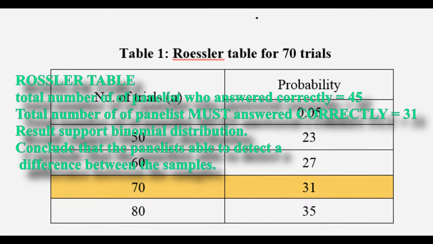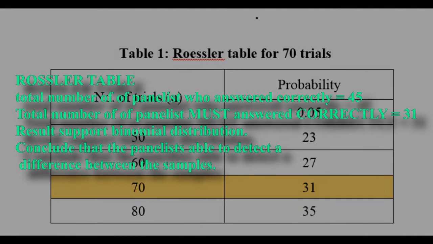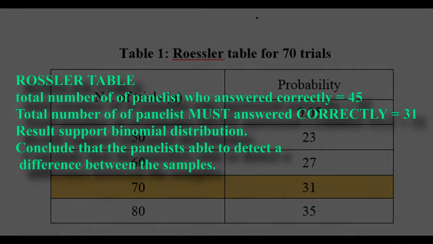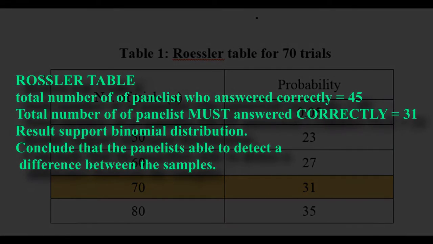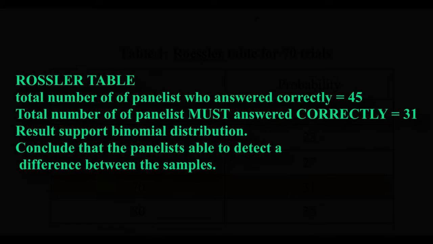Since 45 of the 70 panelists correctly identified the identical samples, there is a significant difference between the samples, and this result supports the binomial distribution in rejecting the null hypothesis. The researcher can conclude that the panelists are able to detect a difference between the samples.